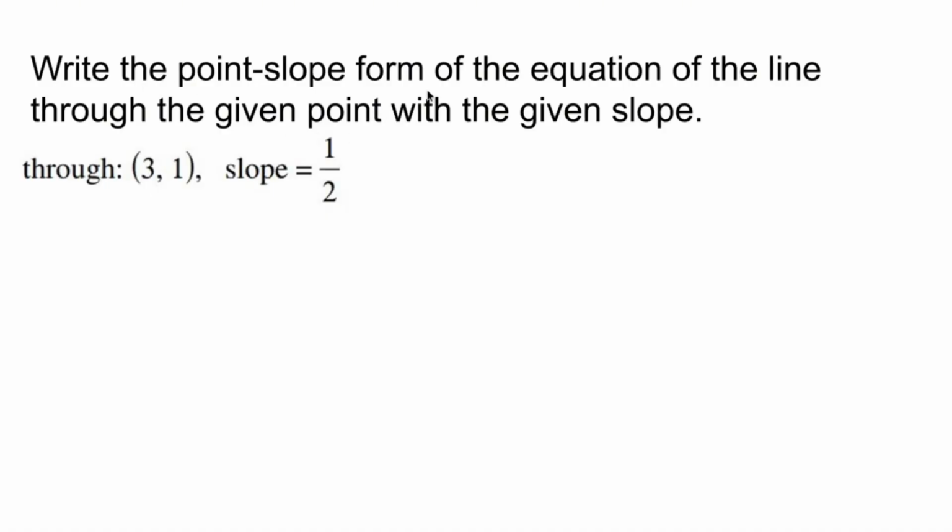Write the point-slope form of the equation of the line through the given point with the given slope. Point-slope form is awesome. It's y minus y sub 1 equals m times the quantity x minus x sub 1. Now, it doesn't look as nice as slope-intercept form, but it's great. The m is still the slope. If you're wondering what x sub 1 and y sub 1 are, that's going to be your point.